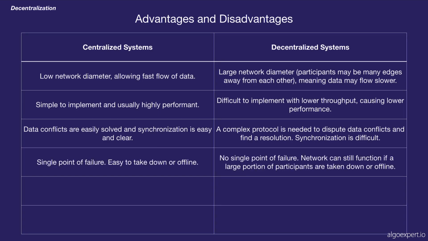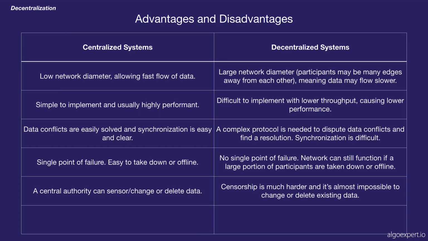Continuing here, in a centralized system, you have a single point of failure. It's easy to take down, it's easy to go offline. For example, think about the Rogers example I was talking about in the previous video. One little mistake while they're upgrading the system, and all of a sudden, half of Canada's internet is just down for an entire day. Whereas in a decentralized system, you don't have this same problem. A network can still function if a large portion of the participants are taken down or go offline. So even if a bunch of the nodes go offline, or a bunch of the nodes aren't acting properly, maybe they're being malicious and not submitting the right data, that's fine. The system will still operate because of the nature of a decentralized system.